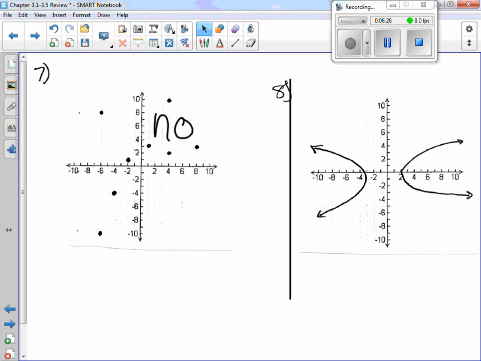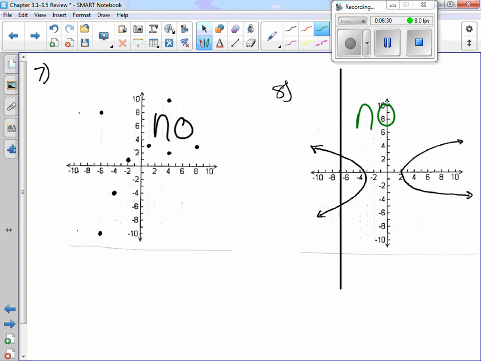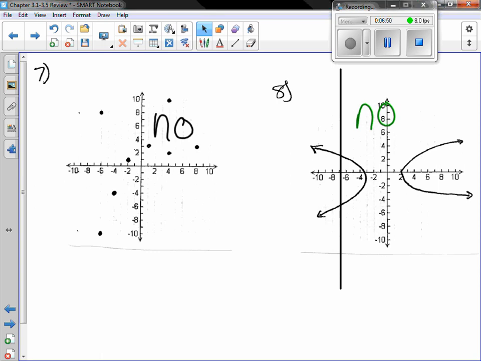How about number 8? No. Because the vertical line crosses the graph twice. The technical name for this would be a hyperbola. How do we feel about 1 through 8? You feel okay with this here? Taking good notes?